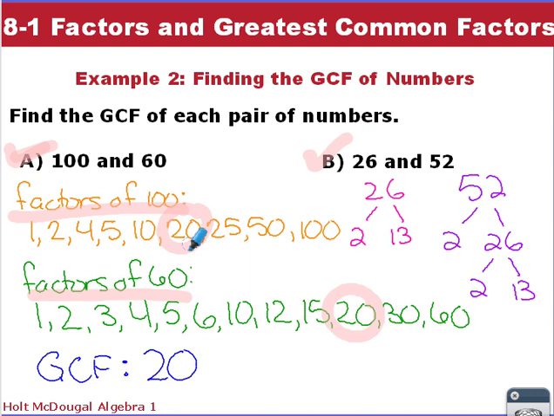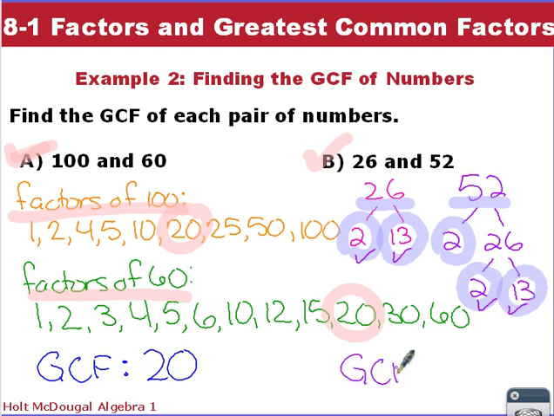So I took 26, and that factors into the two prime numbers 2 and 13. Those are both prime. And then 52 factors into 2, which is prime, times 26, which then factors into 2 and 13. So those are the prime factorizations of both 26 and 52. So now our greatest common factor, they each have a 2 and the 13. So each have those two factors. So our GCF for this one is going to be 2 times 13, or 26.